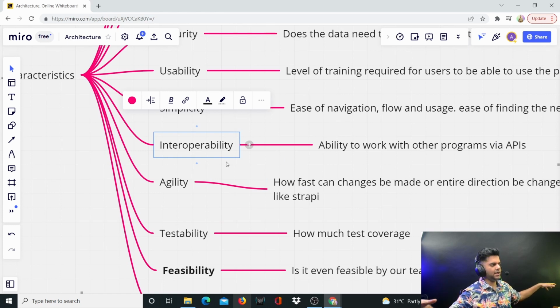Interoperability. This is very important for enterprise products because they need to work with multiple other software at the same time. It's the ability of the program to work with other programs via APIs, how easy it is. Now there are tools like Zapier and MuleSoft that make it really easy right now, but you need to have these programs structured in a way that it becomes very easy to integrate with Zapier, okay?